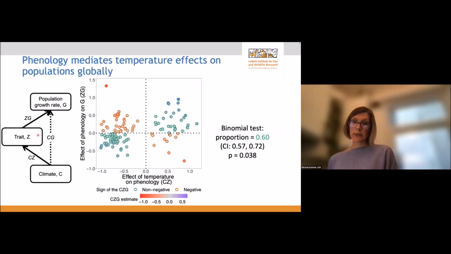And these are the results. So we found that a large proportion of the studies, namely 60%, fall in the two quadrants that were highlighted in cyan before, as expected. This proportion is significantly different from random, from 0.5, which we interpret as, on average, phenology mediates temperature effects on populations across the studied species in our dataset.